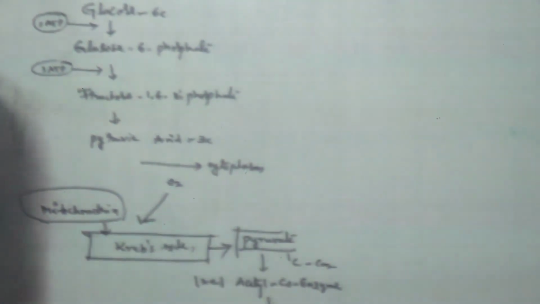That is called glycolysis. And after the formation of pyruvic acid, with the help of oxygen, both of them go to the mitochondria, then you have the chance to get the Krebs cycle. Otherwise, the pyruvate stays in the cytoplasm itself and undergoes a process called fermentation.